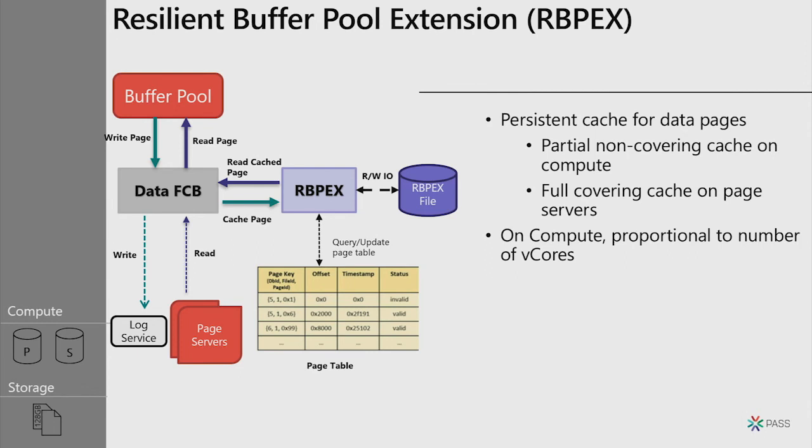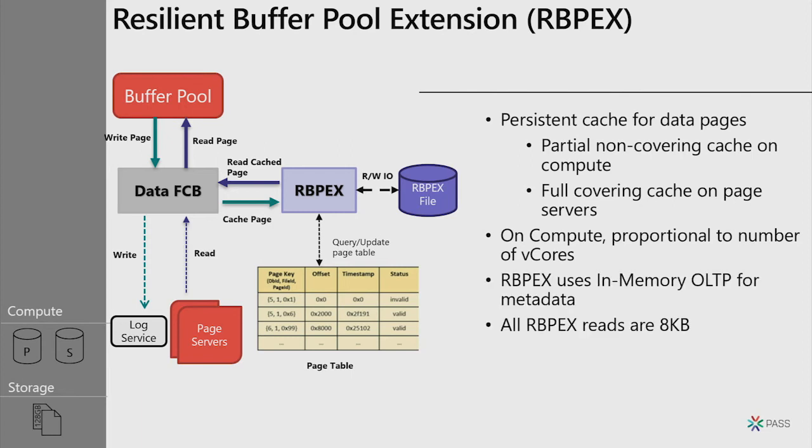The RBPX is 3x the memory on the tier. So if it's, I don't know, an 8 vCore with 50 gigs of RAM, RBPX is 150 gigs of SSD on that compute that is reserved. That's the ratio. It's 3x the amount of memory for that tier.